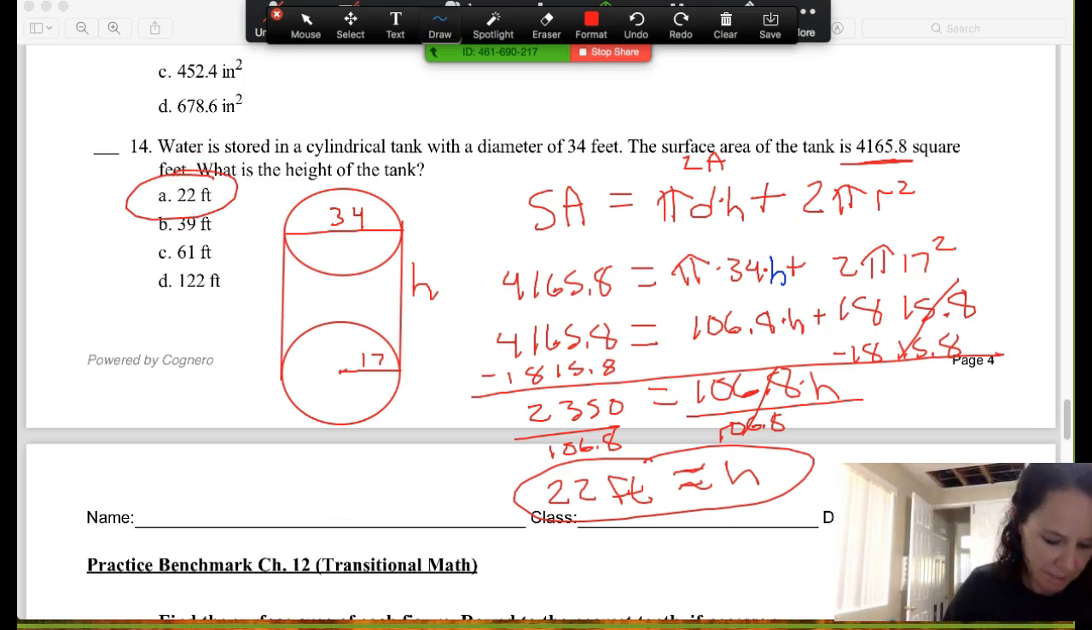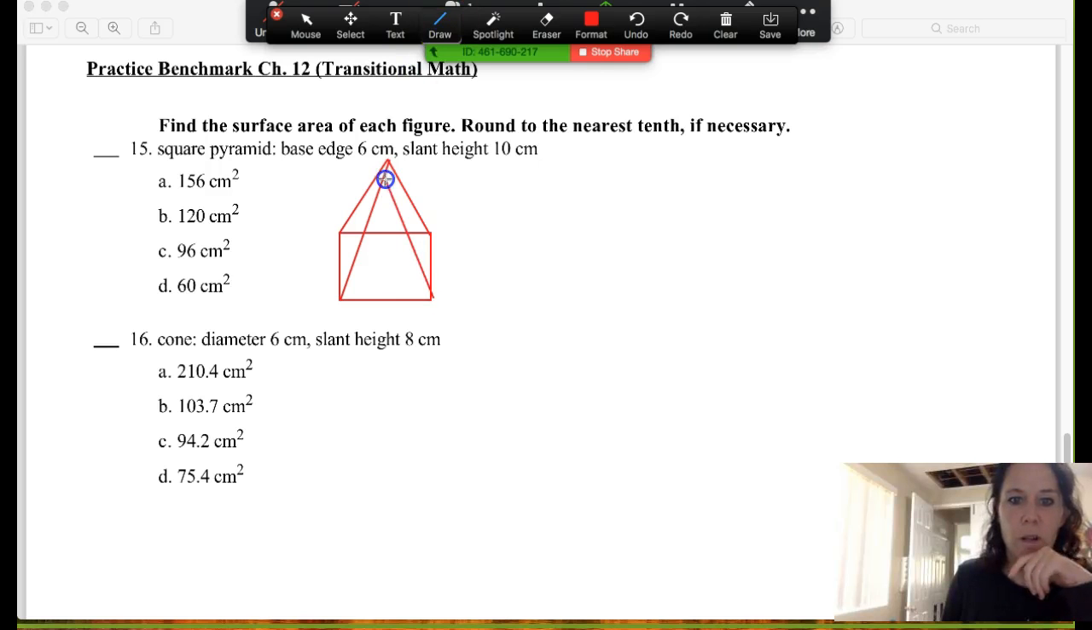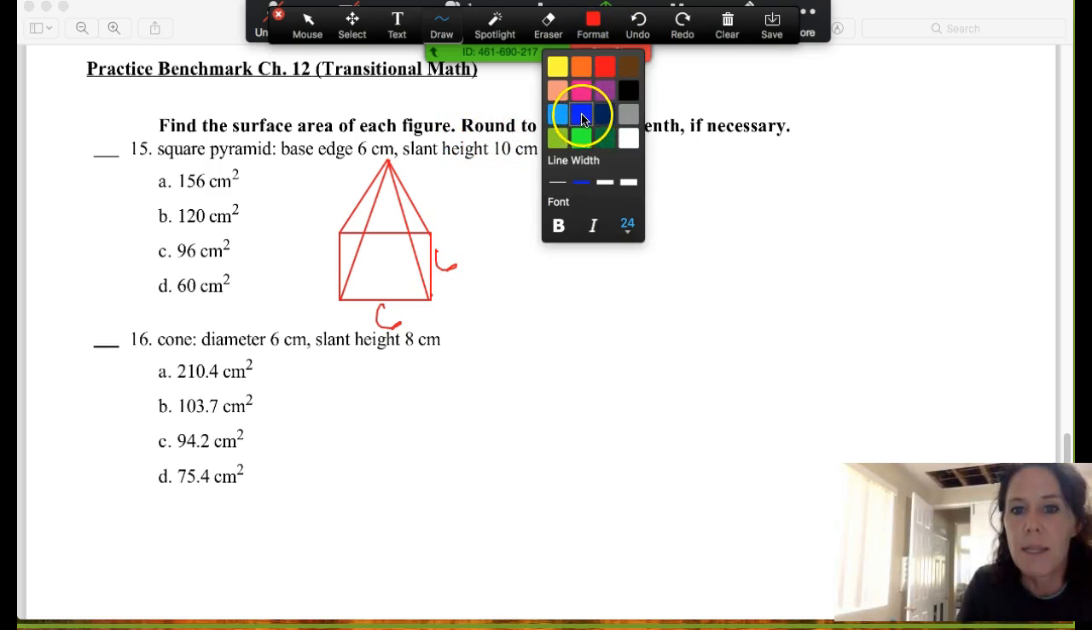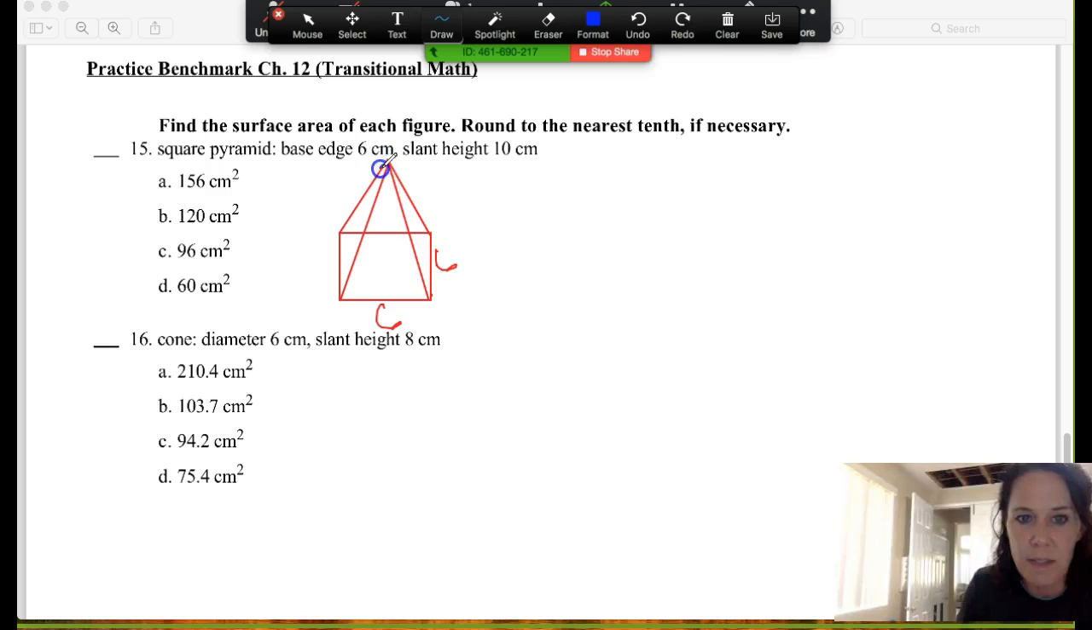All right, guys. Okay, I'm trying to draw a little square pyramid here for this one. Okay, there we go. Find the surface area of the square pyramid. And they give us the base edges are 6, so this will be 6 and 6. The slant height is 10. Slant height means that's the face. So it's not the height in the middle like we would need with volume. It's on the face, so it's here.